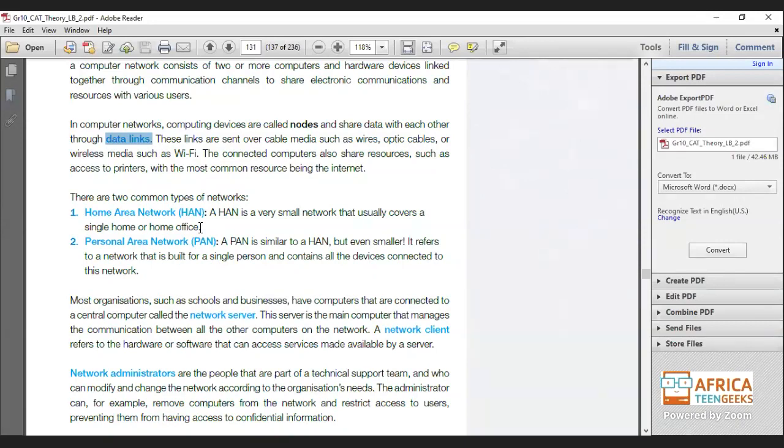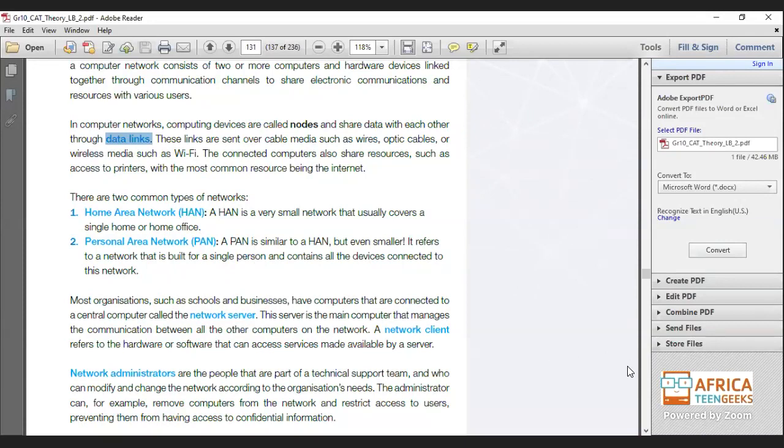But all in all, a network, in general, is a connection of two or more devices through a dedicated link. But now, in terms of the geographical coverage of the space, that's where we classify. For example, we've got the personal area network, which is similar to the HAN but even smaller. It refers to a network that is built for a single person, like your phone, containing all the devices connected to this network.